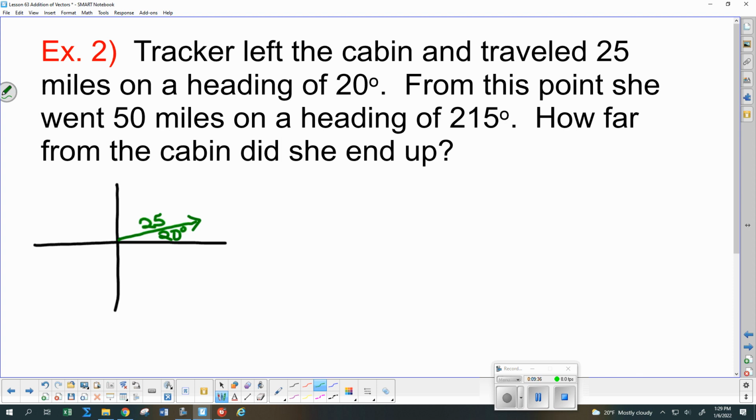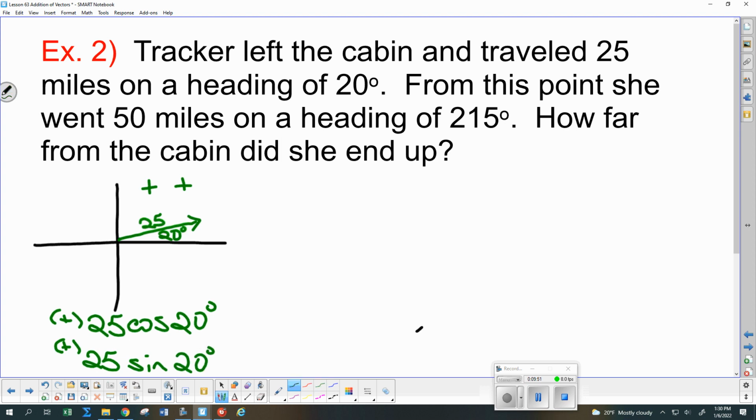This is an easy one. First quadrant is plus plus, so positive 25 cosine 20 degrees for the I hat part, and positive 25 sine 20 degrees for the J hat part. Thumbs up, thumbs down. So far, so good with that part.